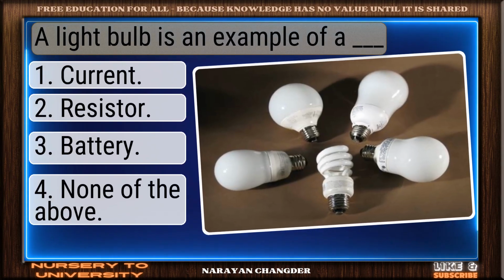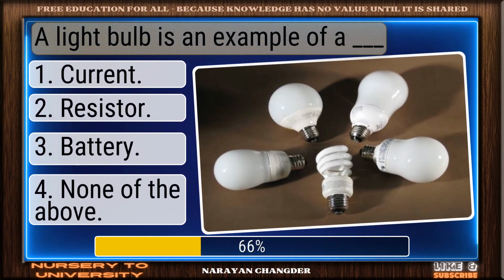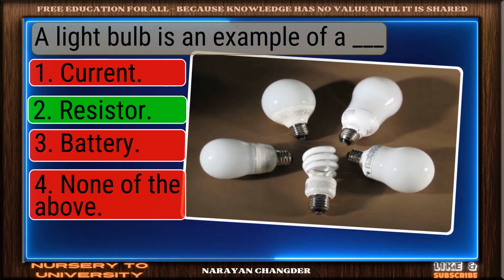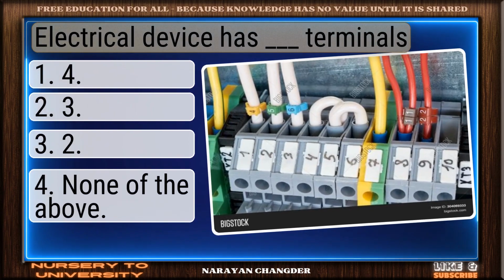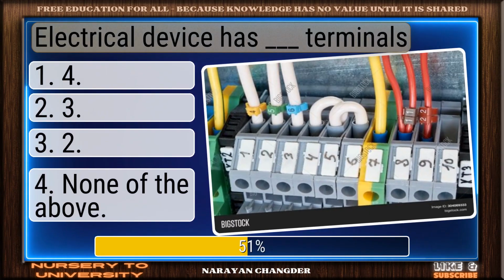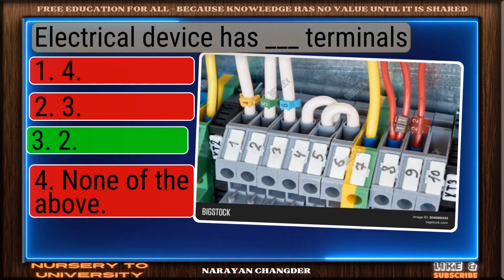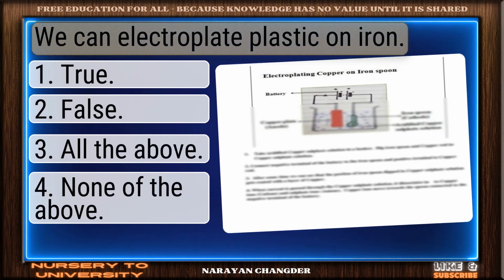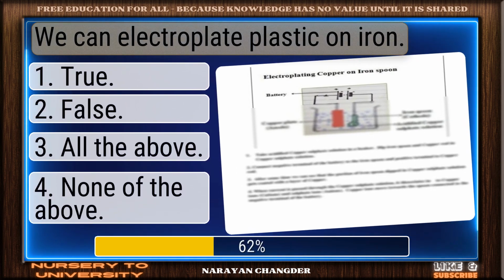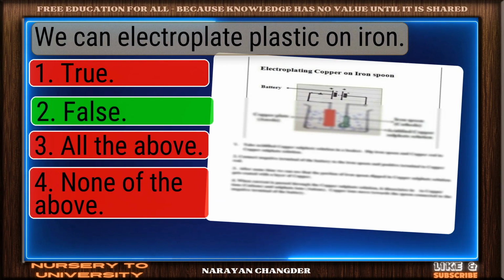Question number 184. A light bulb is an example of a dash. Well reasoned. Resistor is the correct choice. Question number 185. Electrical device has dash terminals. Bravo. 2 is the answer. Question number 186. We can electroplate plastic on iron. Strong choice. False is the right answer.